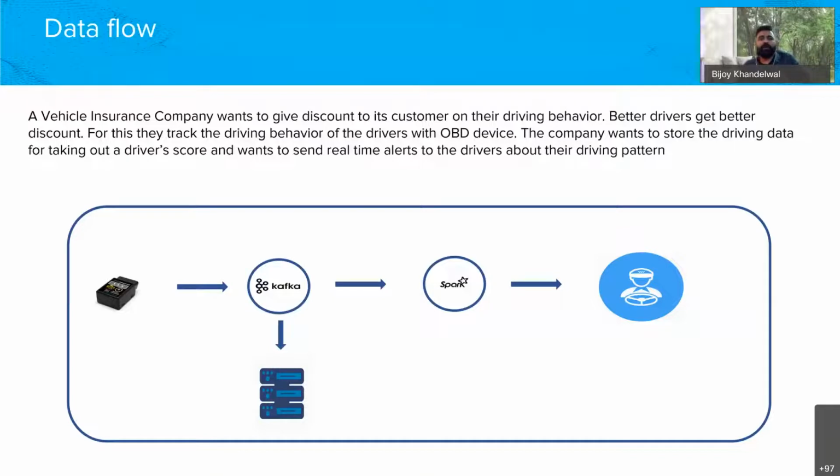So one part is storing, but we'll focus on the real-time alert because that is what I wanted to show you. If you're looking for real-time insights, this is the architecture to go with. Again, the components, Kafka, Spark, may change, but this normally remains the architecture.